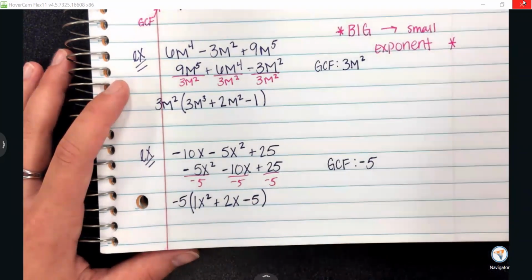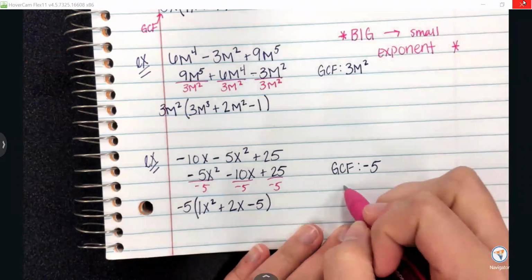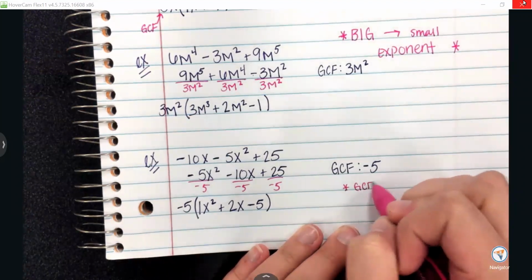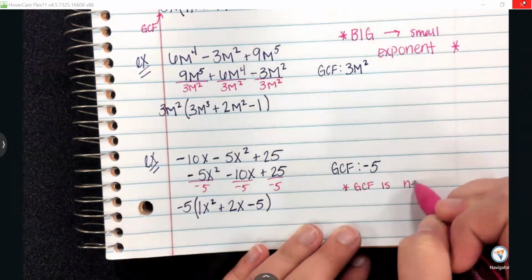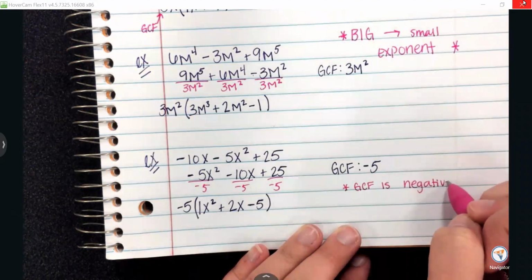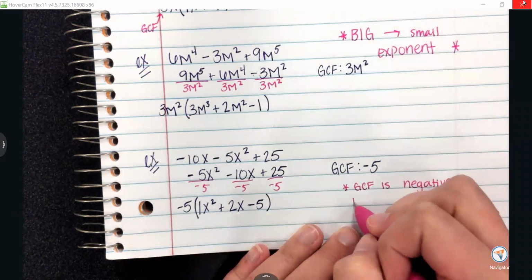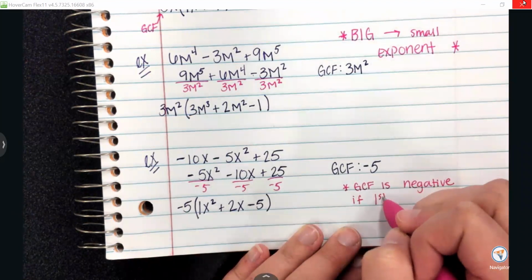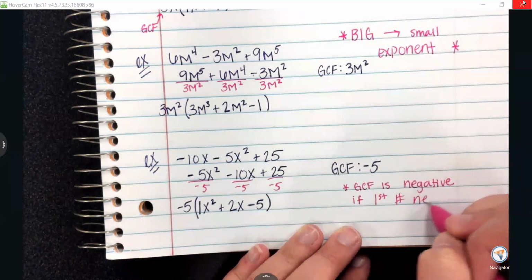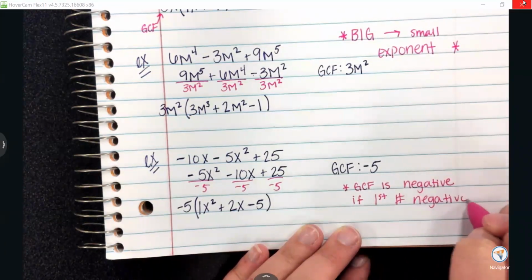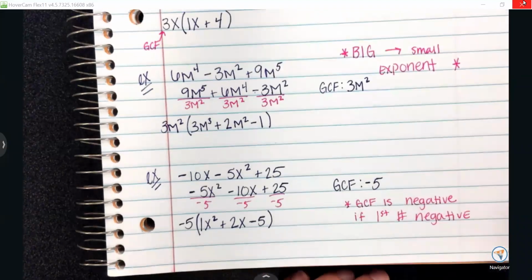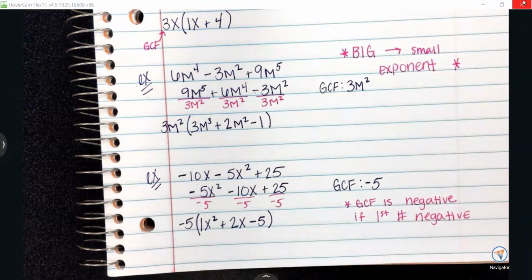Questions. If you need to write down here, then write down GCF is negative if first number negative. That way you remember why that one is negative. Okay. So GCF is negative if your first number is negative.